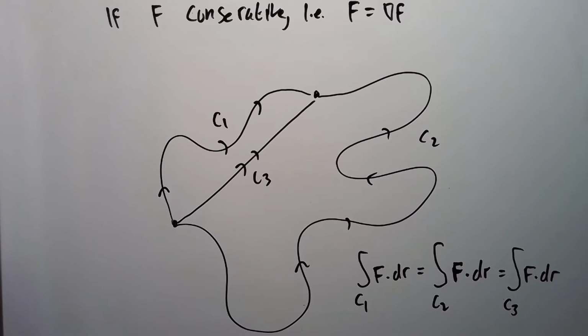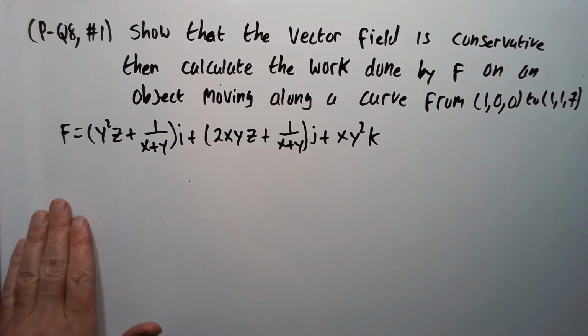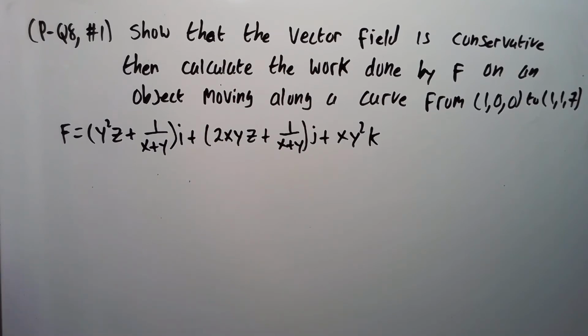Okay, so let's do an example now. This is from the practice quiz. This is practice quiz 8, number 1. Show that the vector field is conservative, then calculate the work done by F on an object moving along a curve from (1, 0, 0) to (1, 1, 7). And here's our F down here. When I show it's conservative, it means it's going to be the gradient of some small f.